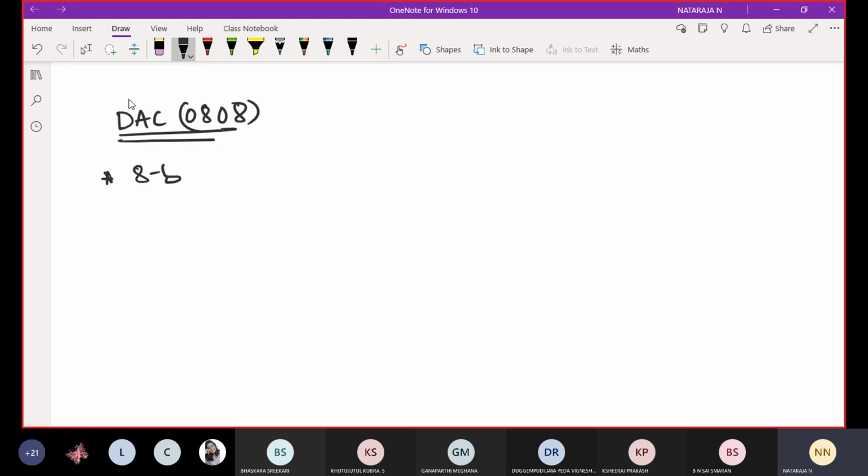It's an 8-bit current output digital to analog converter. Analog converter means analog output we are going to get in terms of current. That is why we are going to call it an 8-bit current output DAC or monolithic DAC. These are the technical terms we are going to use when we discuss the features of DAC 0808.